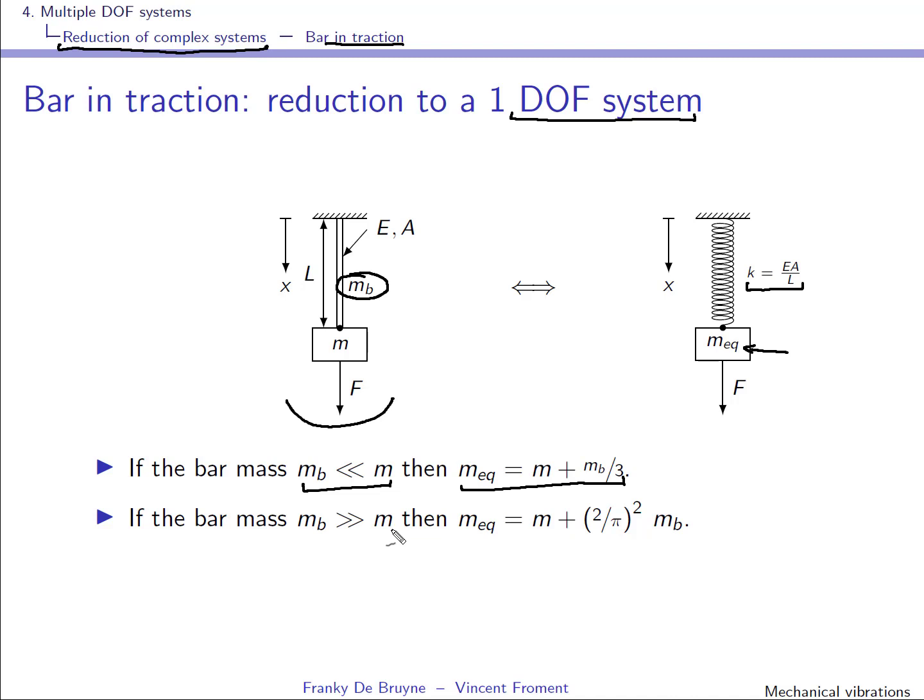You take the mass that is attached and you add 1/3 of the mass of the bar. And we've seen also that there is another limiting situation where the mass of the bar is much larger than m. And then you should work with this equivalent mass.